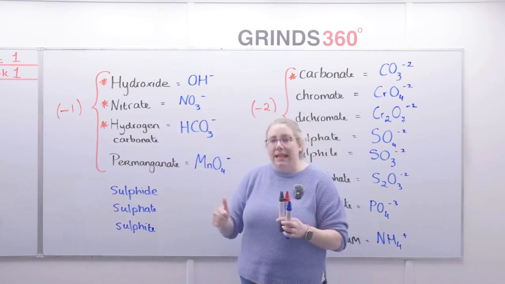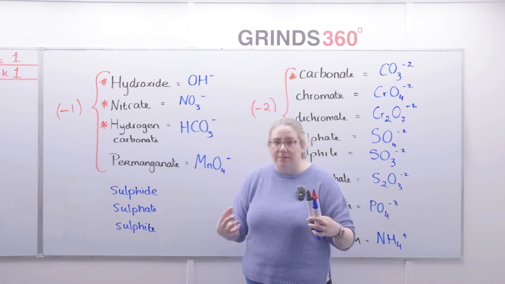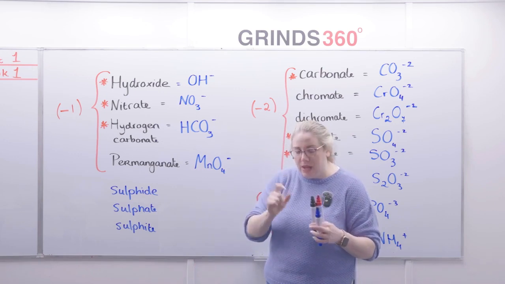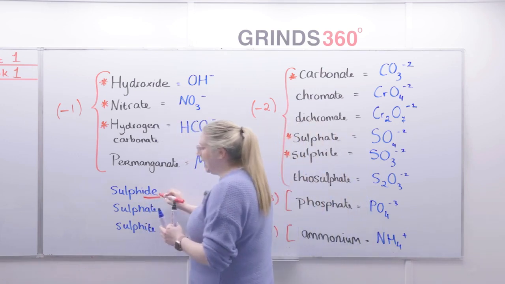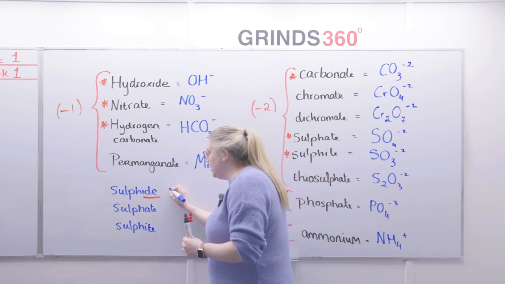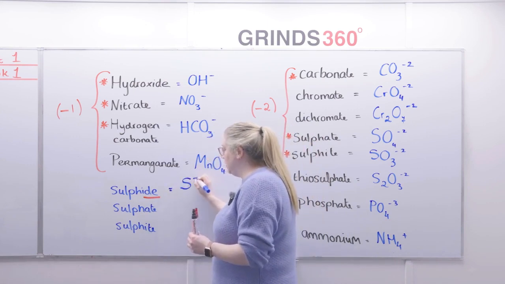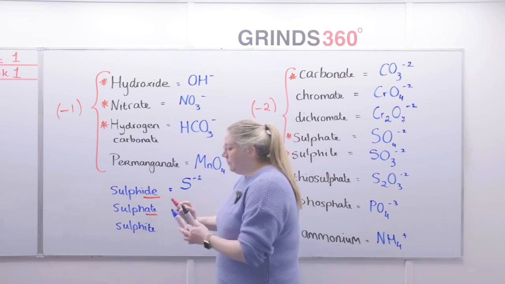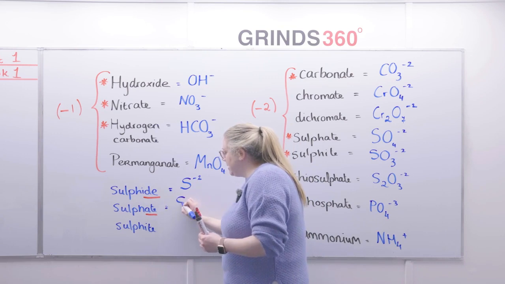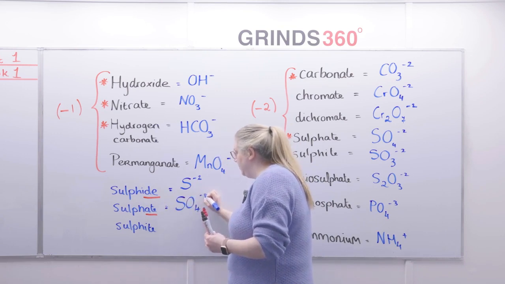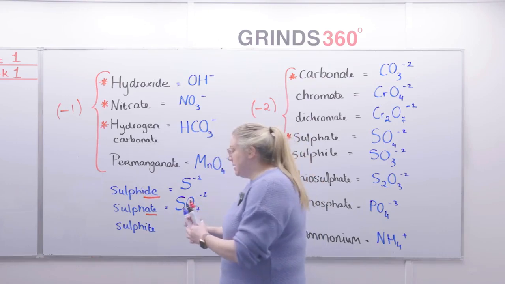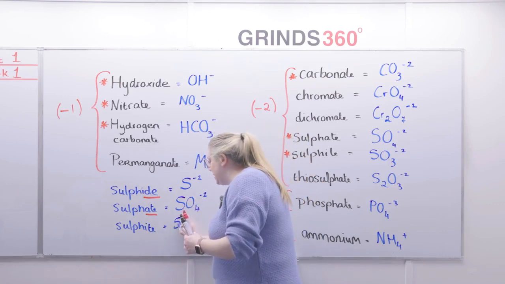Every single one of them contains sulfur. That's the sulf part of it. Now, how you would work out how to use these in the formula is the ending. So IDE, that's the negative element. So the formula for the sulfide is going to be S-2. Sulfate, ATE, is oxygen. So that is SO4 -2. And the sulfite, that is also oxygen, but it's not the same as this one. Sulfite will be SO3 -2.